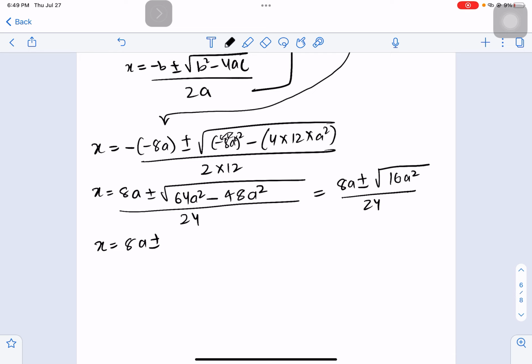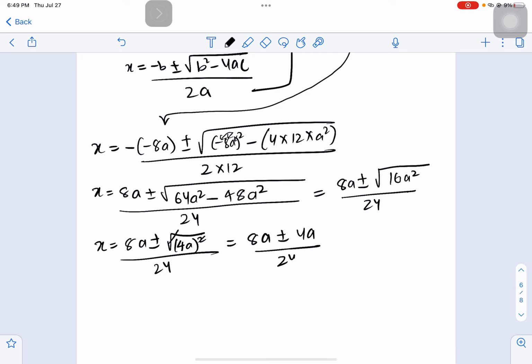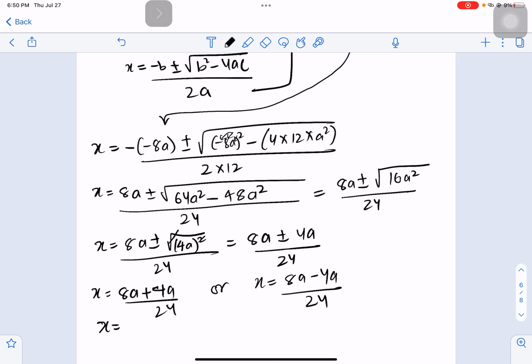So x is equal to 8a plus or minus the square root of 16a squared, and you see that 16a squared is the square of 4a. The square and root cancel, so you have 8a plus or minus 4a over 24. Finally, x is equal to 8a plus 4a over 24, or x is equal to 8a minus 4a over 24. So x is 12a over 24, which is a over 2, or x is 4a over 24, which is a over 6.